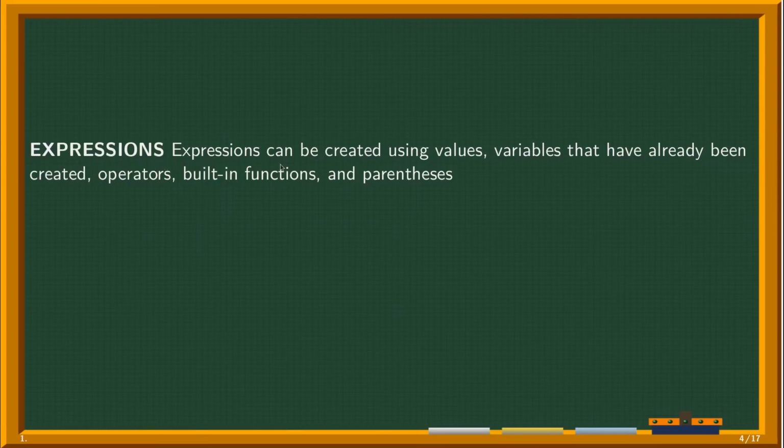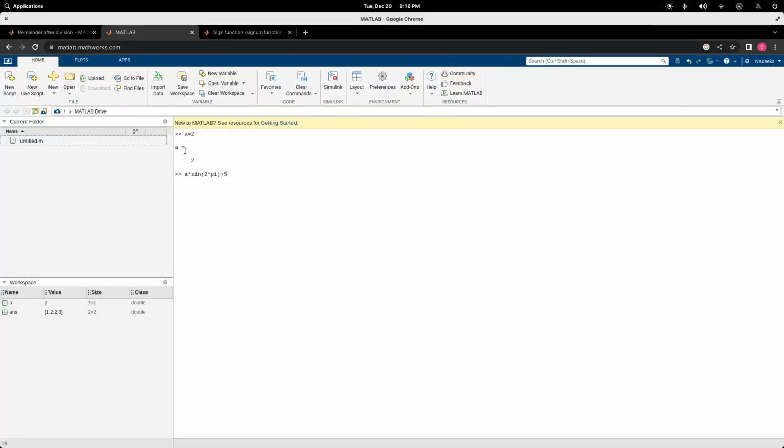MATLAB expressions can be created using values, variables that have already been created, operators, built-in functions and parentheses. So you have already seen some expressions. For example, if the variable A is assigned the value 2, A times sine 2 pi plus 5 is an example of an expression. So this is constructed from values, operations and variables. Expressions don't have to contain everything. For example, 2 plus 5 minus 6 is also an expression.